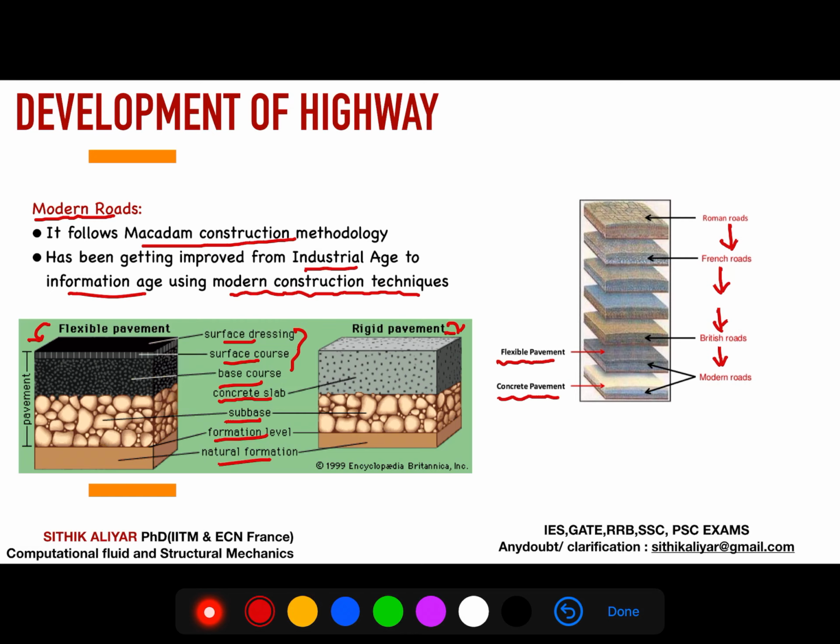But in flexible pavement we will have layer by layer of aggregates. Okay, surface dressing, surface course, base course, etc. So this is how modern roads came, and nowadays we have flexible pavement and rigid pavement. How to design these two we will see in chapter 4. Okay, I hope you understood the world history.